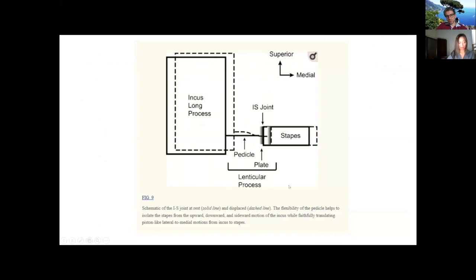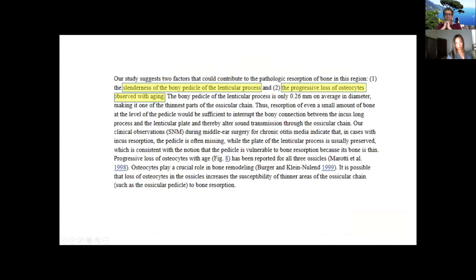The theory is that because there is a thin pedicle and then a plate of the lenticular process, it helps direct the motion of the incus in a piston-like fashion into the stapes. It absorbs the up, down, and other motions of the incus, and encourages this more sideways motion of the stapes. So they suggested that there are two factors that contribute to the pathologic resorption of bone in this region. One is the overall slenderness of the bony pedicle of the lenticular process, and the other is progressive loss of bone in that area with age.